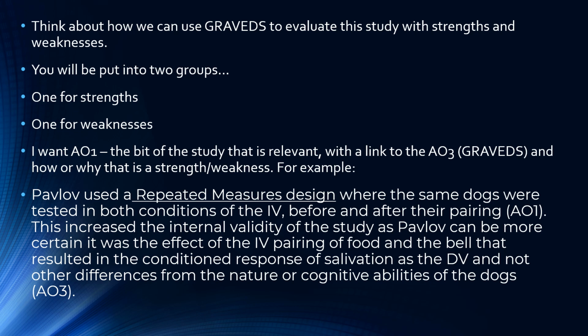Example that you've got on screen, so none of you can have this as your own examples. So, you know, you can put this on your notes, but you've got to come up with more than this. Pavlov used a repeated measures design where the same dogs were tested in both conditions of the IV before and after the pairing.